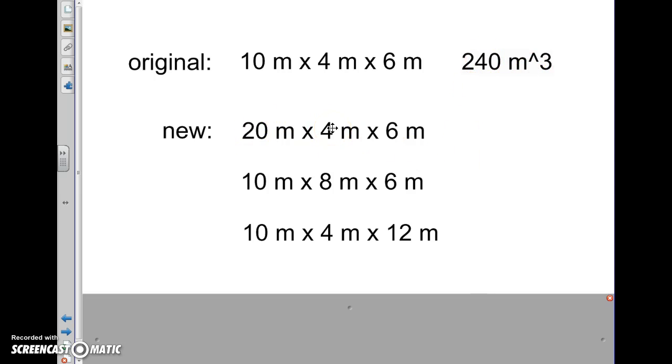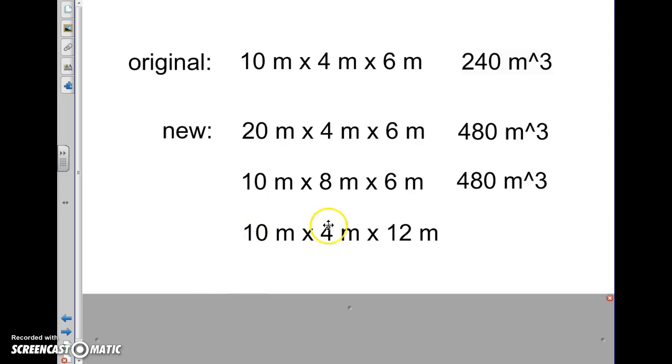20 times 4 would be, what? 80. And 80 times 6 would be 480 meters cubed. I'm just doing this little up symbol here to show that this is an exponent. Okay, so that worked. That is double the volume. How about this? 10 times 8 is 80 again. 80 times 6 is 480. So 480 meters cubed works again here.